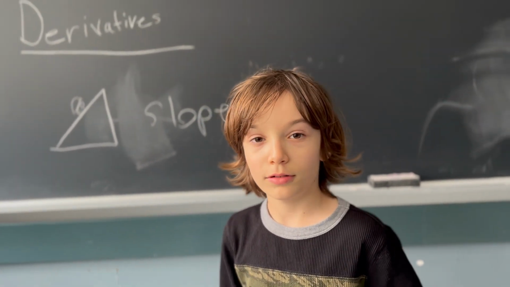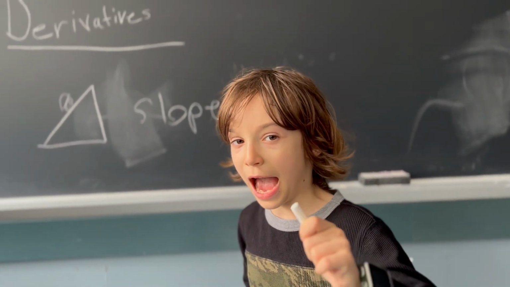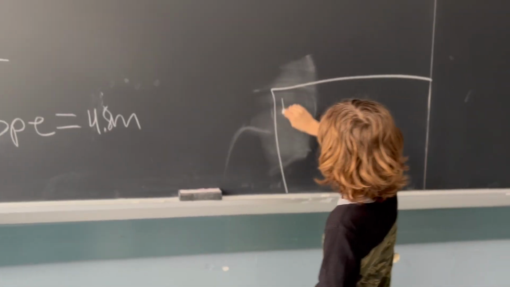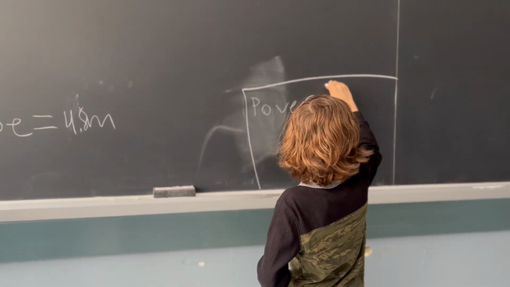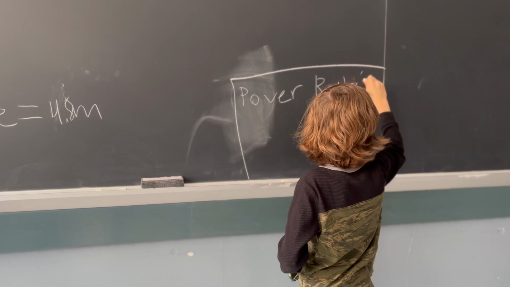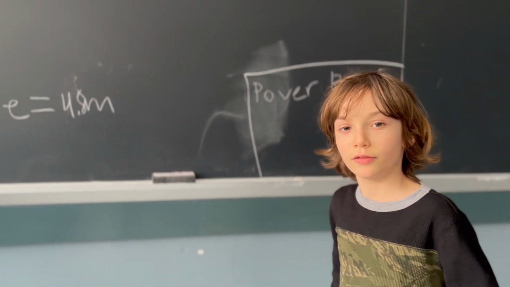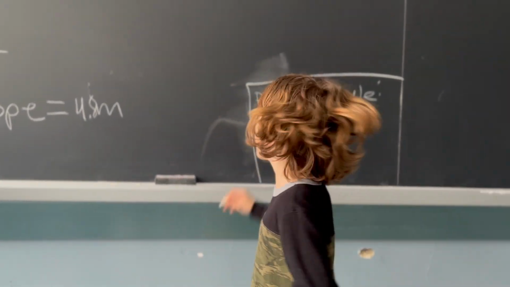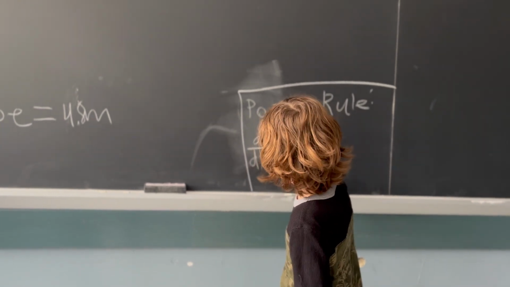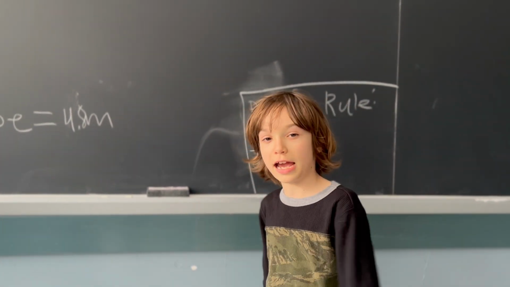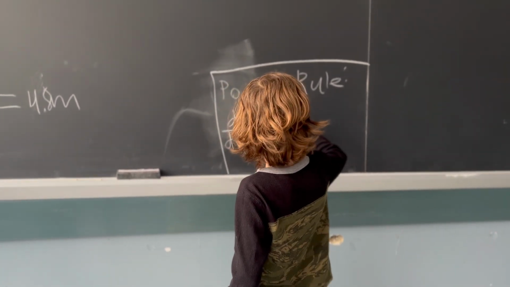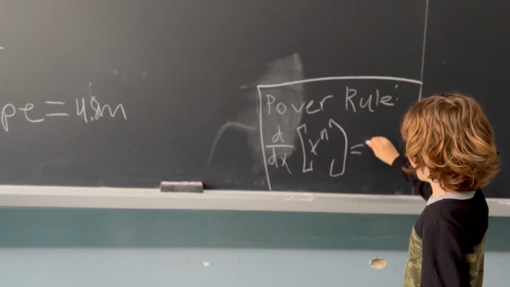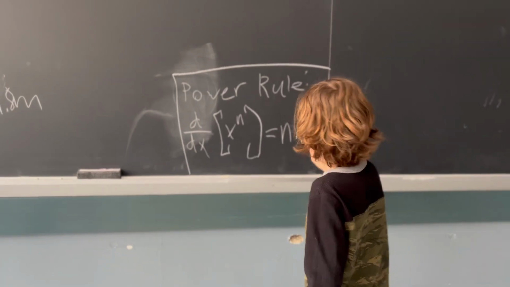So now, let me teach you something called the power rule. What even is the power rule? I'm just going to make a little box over here to show you. The power rule is basically the derivative of any x to the power of n. The derivative notation is this, d over dx. So the derivative, d over dx, of x to the power of n is equal to n x to the power of n minus 1.